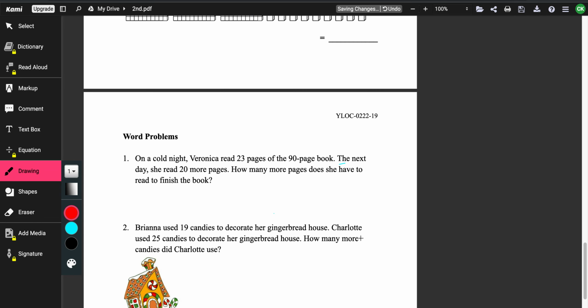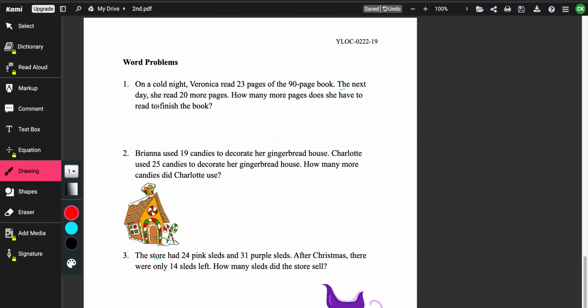Let's do word problems. So let's take a look at number 1. On a cold night, Veronica reads 23 pages of the 90-page book. The next day, she reads 20 more pages. How many more pages does she have to read to finish the book? Okay. So far she read 23 and she read 20 more. However, she needs to read 90 to finish the whole book. So we're going to have to add these two numbers and then subtract it from this.